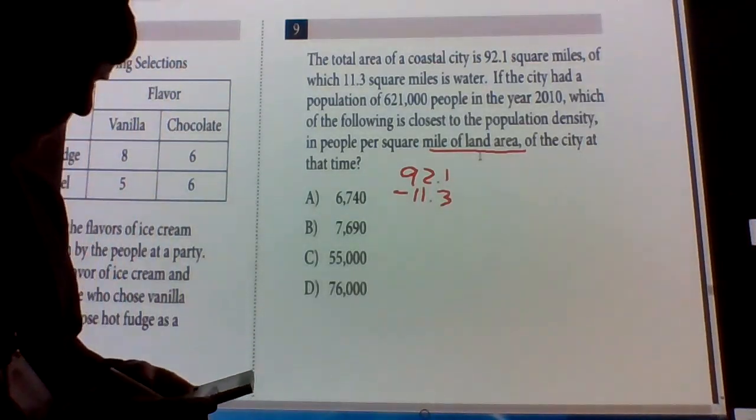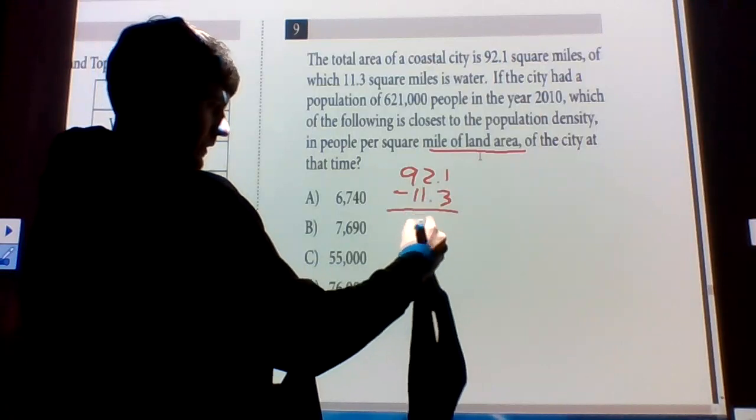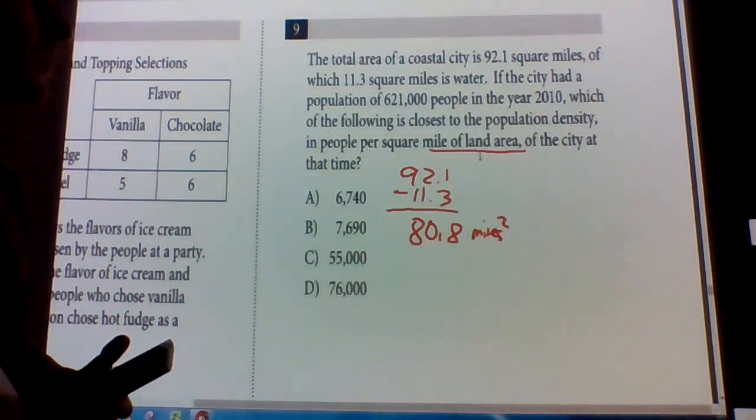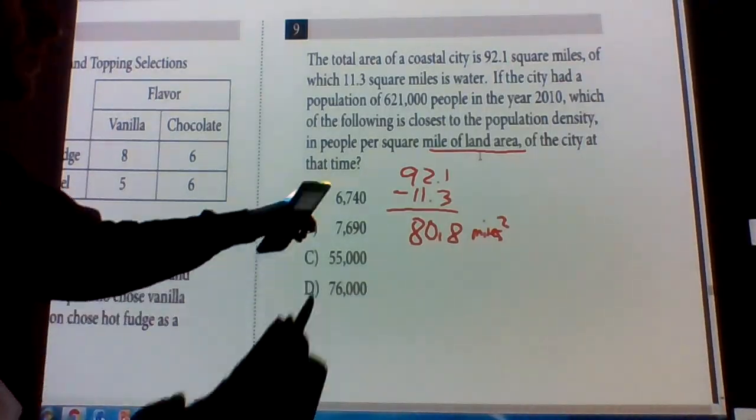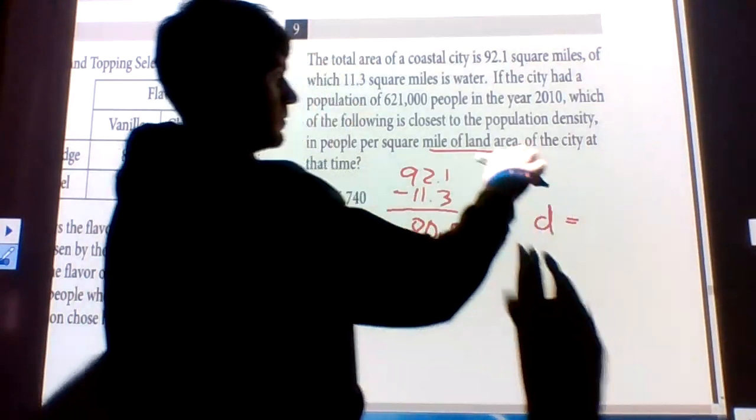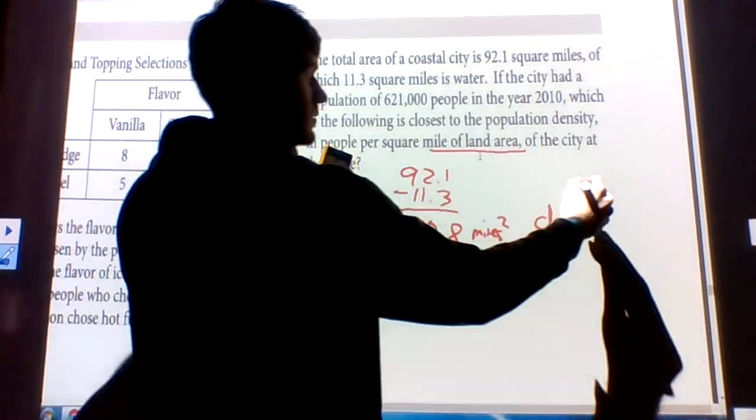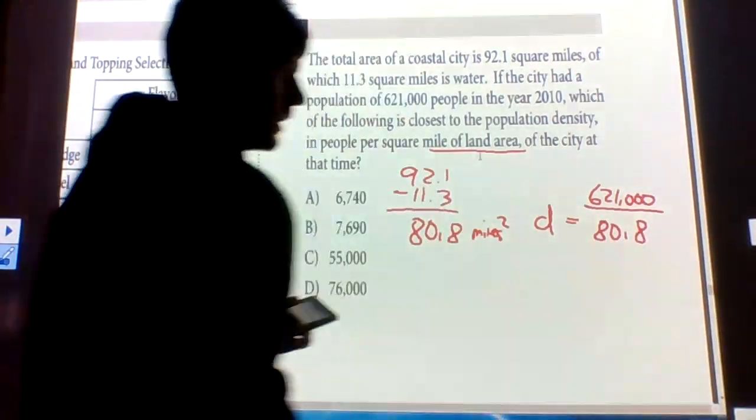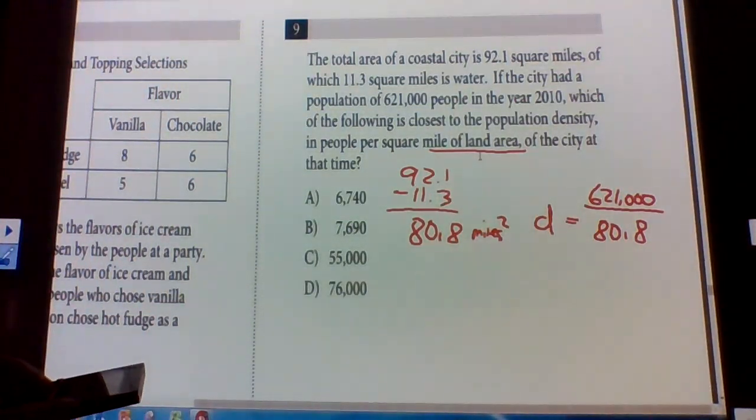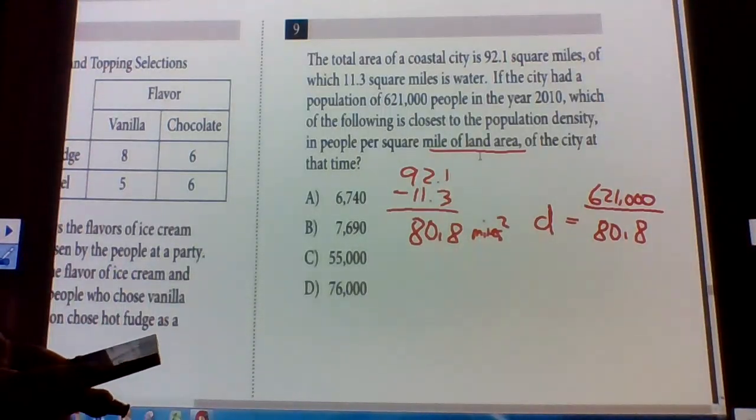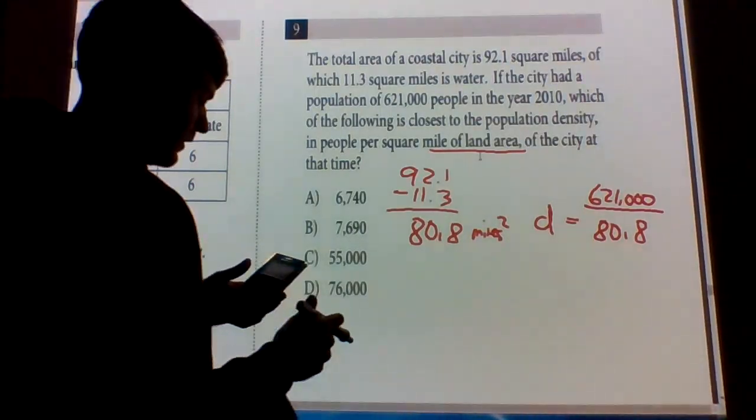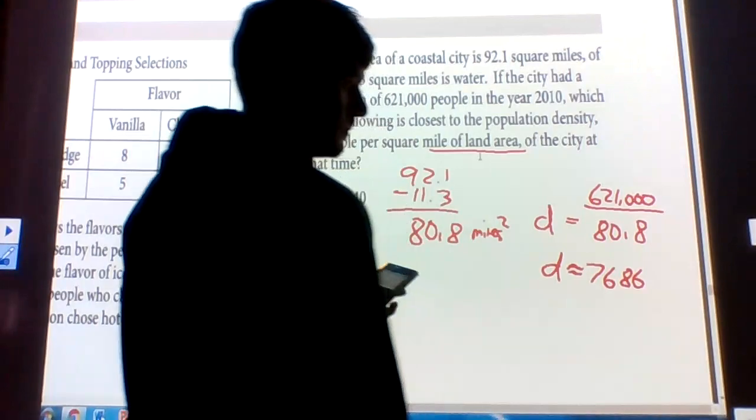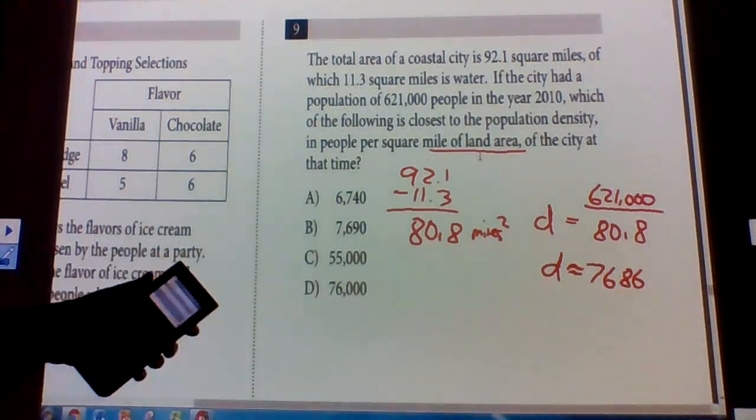So our land area is 80.8 square miles. We're looking for density. So density, we're looking at population in people per square mile. So the number of people is 621,000, and there's 80.8 square miles. So we're going to do 621,000 people divided by 80.8 square miles, and that gives us 7,685 approximately people per square mile. So that's the number of people per square mile, which is going to be B.